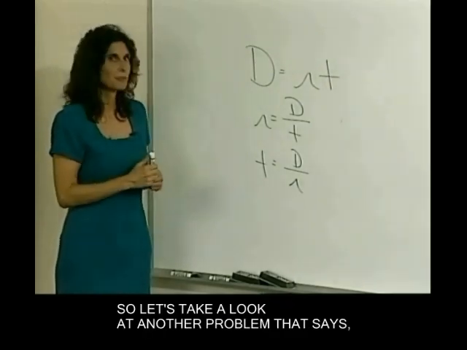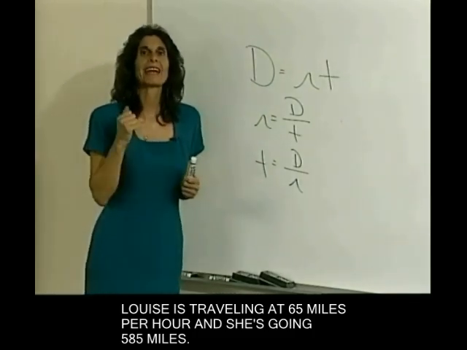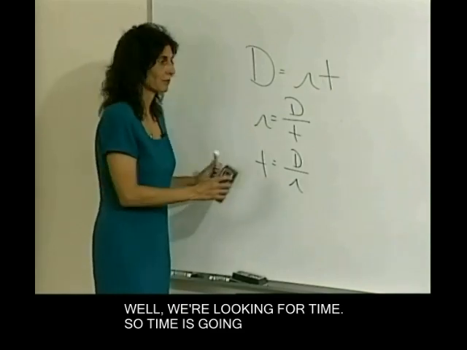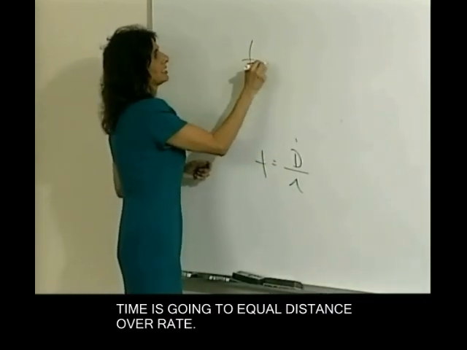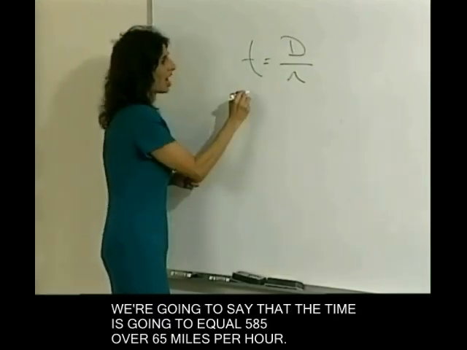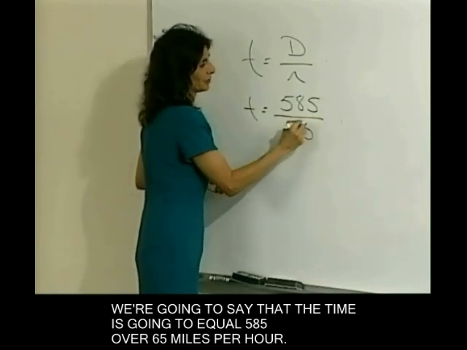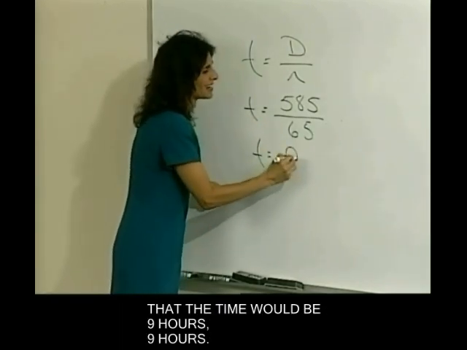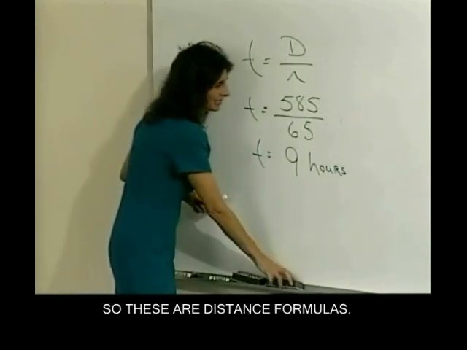So let's take a look at another problem. Louise is traveling at 65 miles per hour and she's going 585 miles. How long will it take her? Well, we're looking for time. So time is going to equal distance over rate. How are we going to set this up? The time is going to equal 585 over 65 miles per hour. If we divide this, we find out that the time would be 9 hours. So this is distance formulas.